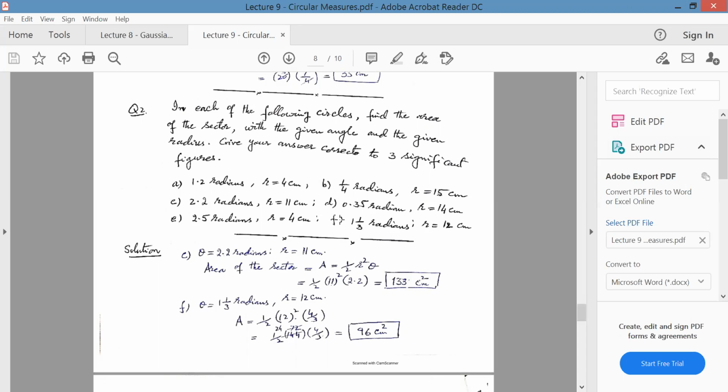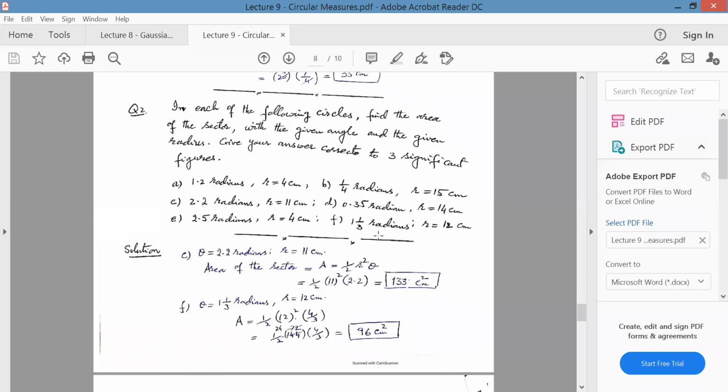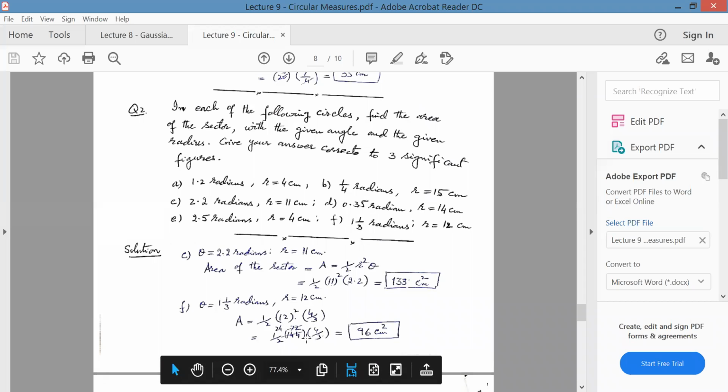Similarly, I do the last part. My theta is 1 whole 1 by 3 radians and r is 12 centimeter. 1 whole 1 by 3 means 3 times 1 is 3 and add this one, 4 by 3. My angle is 4 by 3 radians. So in the same formula half r square theta, you substitute these values, half as it is. Your radius is 12, 12 is square and theta is 4 by 3. Put here and simplify. You are going to get the answer as 96 centimeters square. Done.